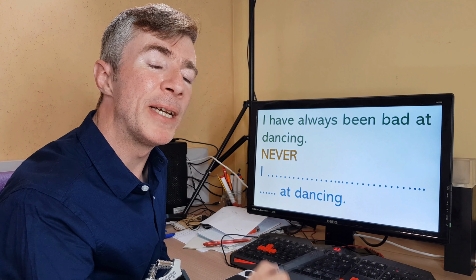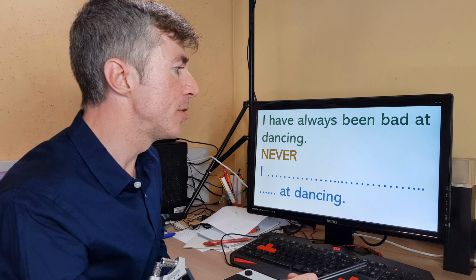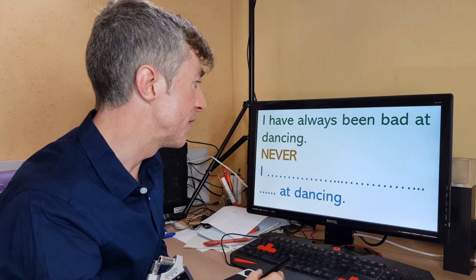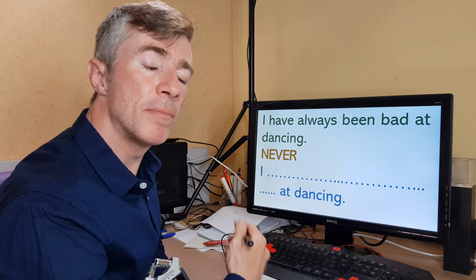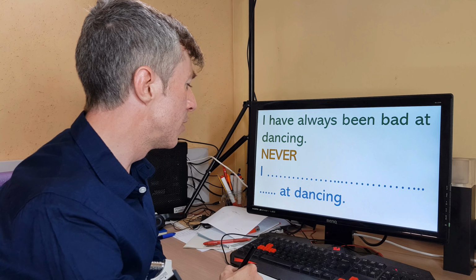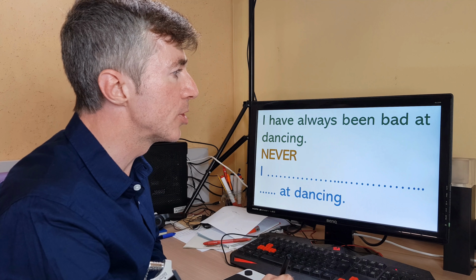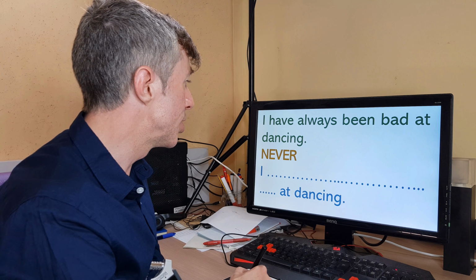Okay, so in number 3, we can see that in the original sentence, although it's got a negative meaning, it's got a positive grammatical structure. The keyword here, never, tells us that we're going to have to reverse the negative and positive. So in this case, we're going to be keeping the same structure. However, because we're using never, we're going to have to change the adjective here, bad, to the opposite adjective.